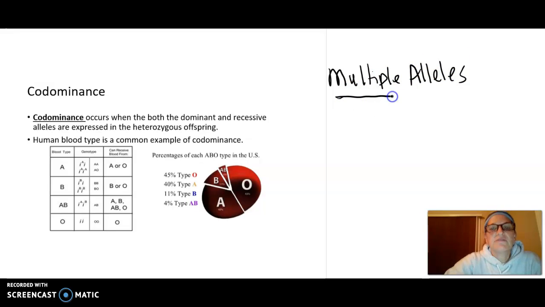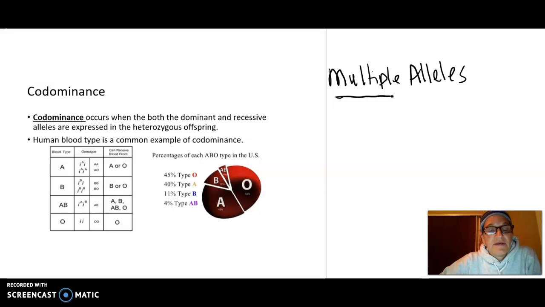And multiple alleles mean exactly what the word multiple means. It just has more than two alleles. We've talked about alleles are different versions of the gene. Well, some genes come with more than just two versions. Some genes have multiple alleles where there are 3 or more. One of the perfect examples of multiple alleles and codominance is human blood type.